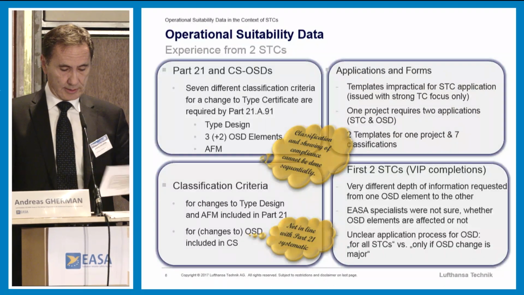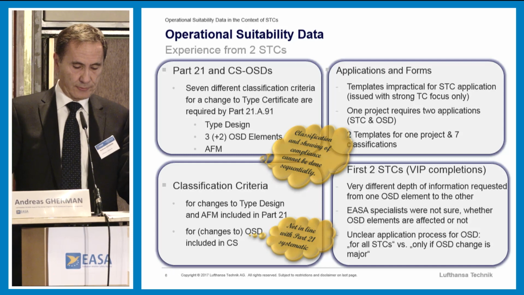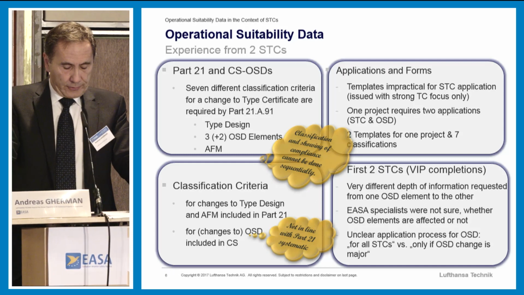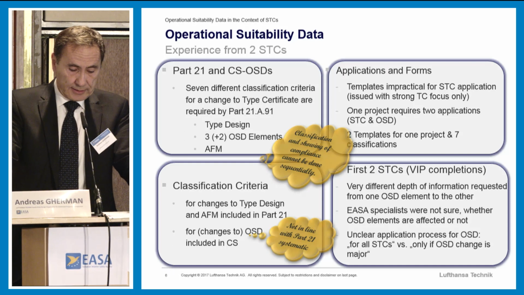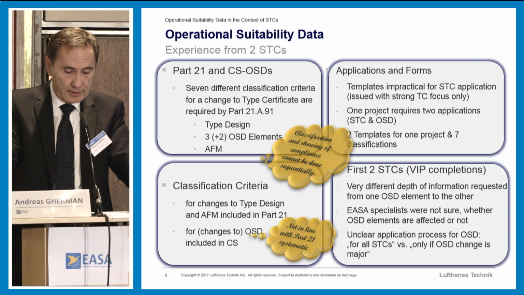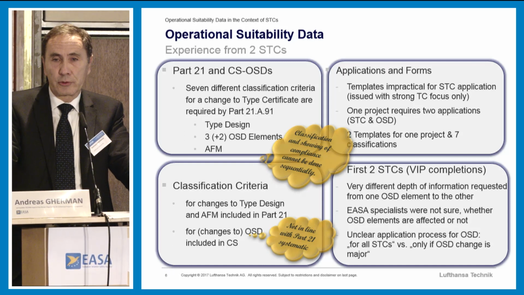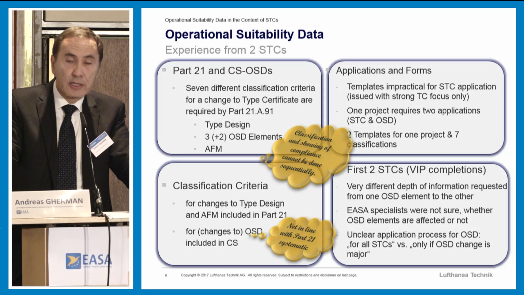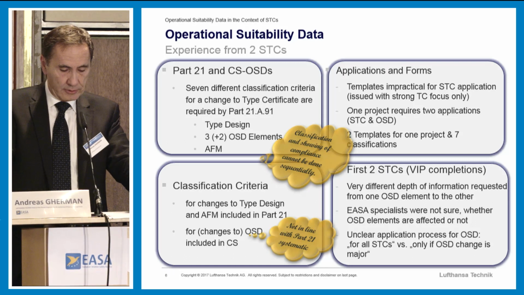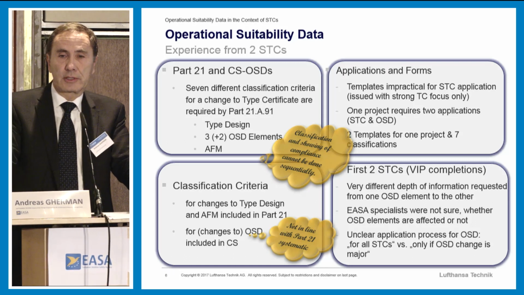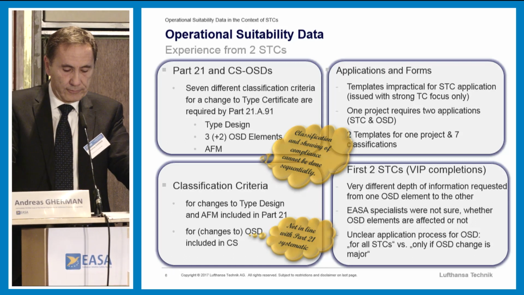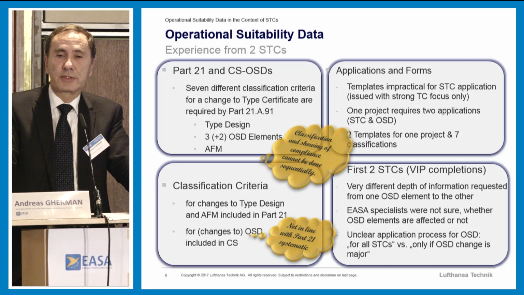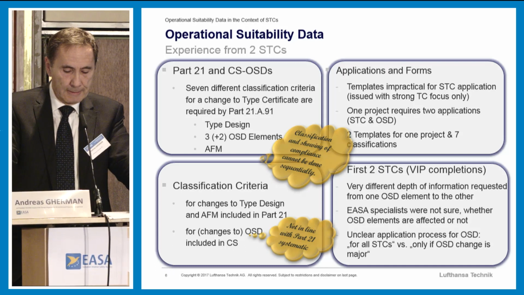Last but not least, some other aspects and fields. The left upper one is of concern to us. As you can see, there are in total, if you look at an STC project, for example, we have 7 different classification criteria. If you look at it on a total basis, you have the type design issues. Then you have 3 plus 2 OSD elements, and you have to look at the manual.